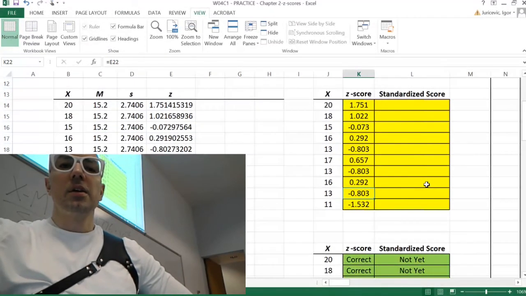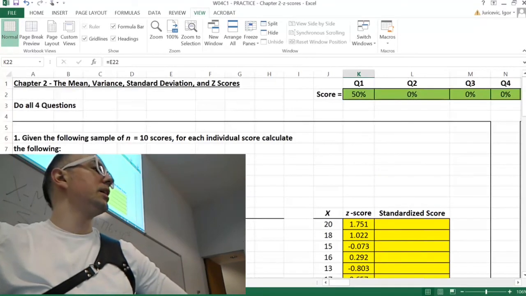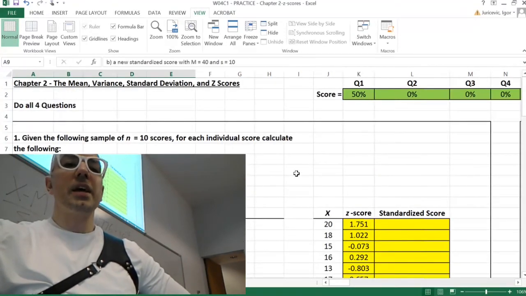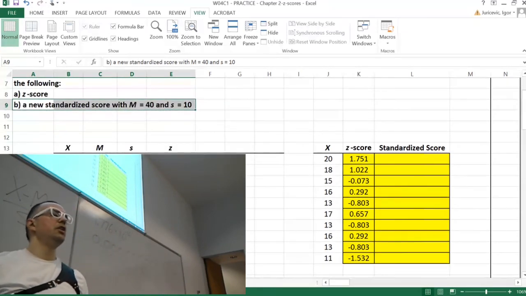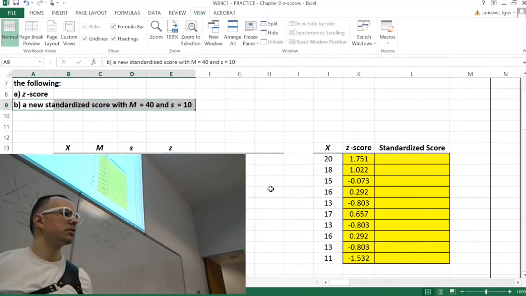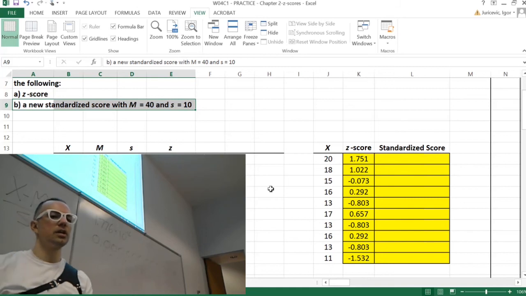All right, so the last thing we're going to do now is part B, which is the new standardized scores. In this case, we've calculated our z-scores, and now we want to make a new distribution of scores. We want to transform these original scores into new standardized scores that have a very specific mean. We have a mean of 40, and a very specific standard deviation of 10.